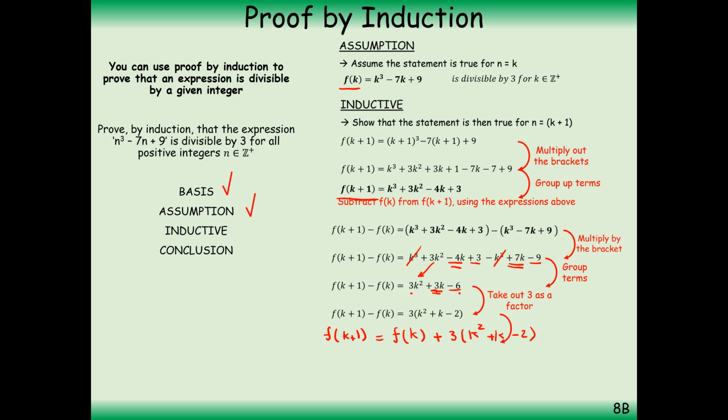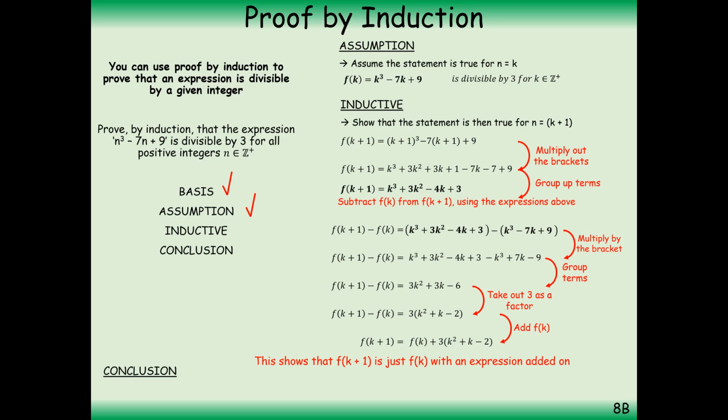So we write our conclusion as well. And in our conclusion, we say that the new number generated by f of k plus 1 is, we've shown, divisible by 3. Okay. So this was the second example.